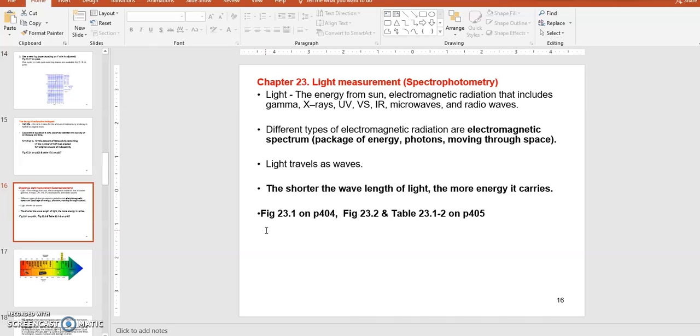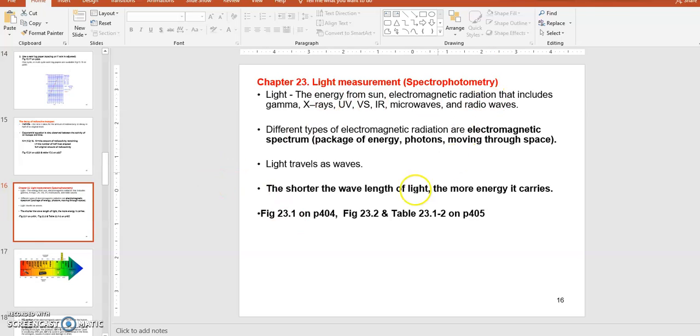Okay. So light-based measurement. Okay, light comes in different wavelengths, right? So gamma radiation is a form of light, X-ray is another form of light, UV light, visible light, infrared light, microwaves, radio waves, all different light energy within a big spectrum. Okay, they carry different potential energy. Okay, so different types of electromagnetic radiation, electromagnetic spectrum. Okay, which covers all these.